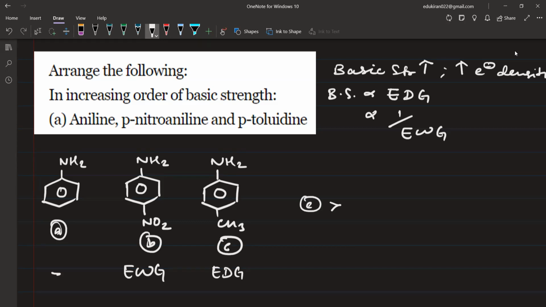After that, where nothing is happening, right? Here we have NH2 and here we don't have any group. That is why C, after C will have A and after A will have B. B will be the least basic. C and then A and B, correct.